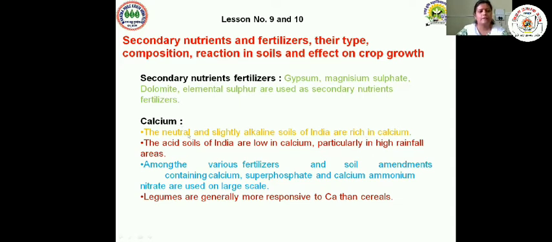The neutral and slightly alkaline soils of India are rich in calcium. The acid soils of India are low in calcium, particularly in high rainfall areas. Among the various types of fertilizers and soil amendments containing calcium, superphosphate and calcium ammonium nitrate are used on a large scale. Legumes are generally more responsive to calcium than cereals.